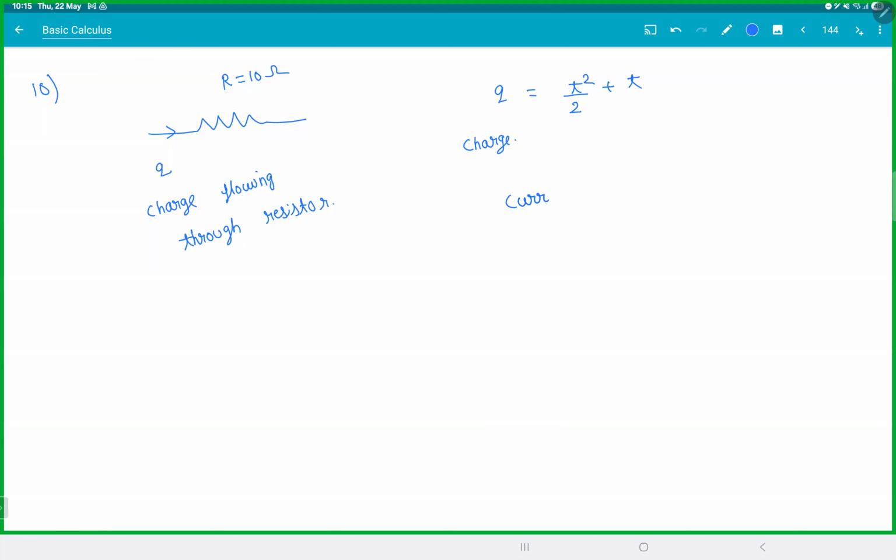So current in the circuit is given by, I'm sure you studied in school, current is charge flowing per unit time. So current I is given by dq by dt. And I'm pretty sure you also studied in school, the heat produced in a resistor is integral I square R dt. This is the formula for that. So with all this information I gave you, find the heat produced in 2 seconds.